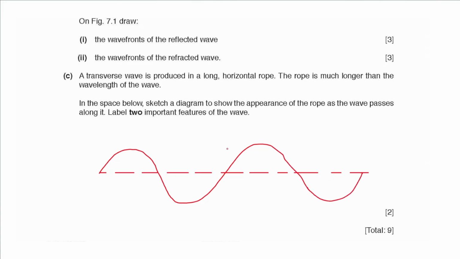And the two important features are the wavelength here. So we label this wavelength. It could be between any two identical points. I chose that it is between two crests. It could be between two troughs or 2 points like this one and this one. They are identical. And the second feature is the amplitude of the wave, which is the distance from the central line to a crest or to a trough. So this is the amplitude. We label it like this. And this is our diagram.